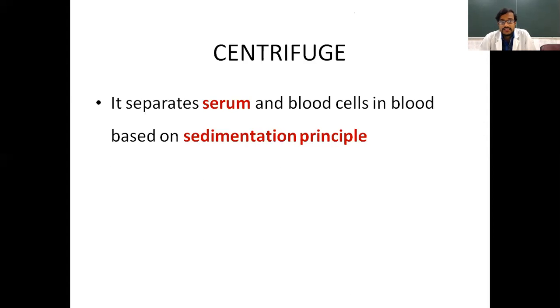So what is a centrifuge? A centrifuge is an instrument which separates serum from the blood cells. We know blood contains serum and blood cells. So to get accurate values of the biochemical substances present in the blood, we have to separate the blood cells and the serum, because blood cells will interfere with the reactions of the biochemical substance with the reagents. So these blood cells have to be eliminated. That's why the centrifuge is an apparatus which separates serum from the blood cells, so that we can estimate the accurate amount of biochemical substances present in the serum. And the principle here is the sedimentation principle.